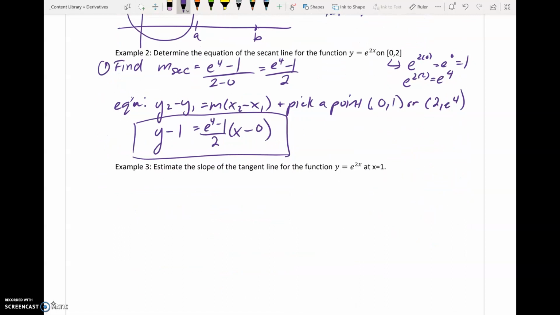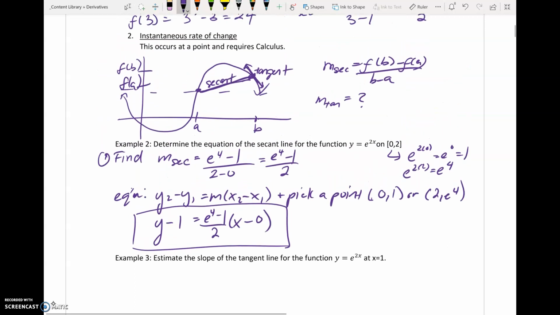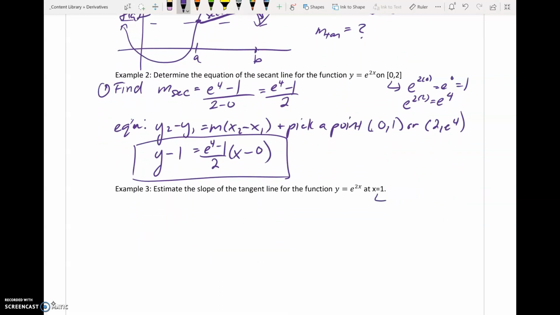So for example 3, we want to estimate the slope of the tangent line. As I was saying before, we can use the symmetric difference quotient. But to use our secant formula for the symmetric difference quotient, we need it to be on an interval. So we're just given a point here, but let's create an interval that fits this. So we're going to get closer and closer to 1, as close as we can.